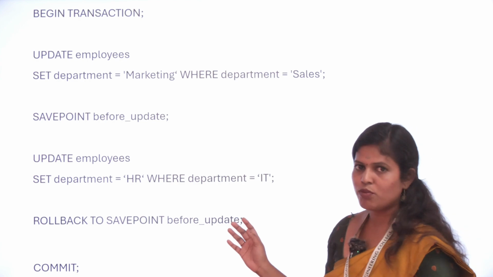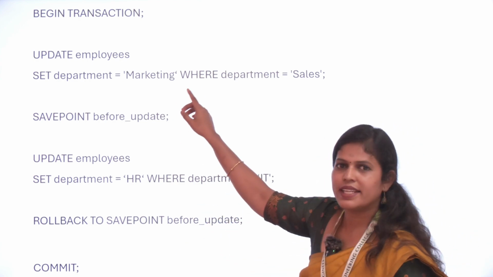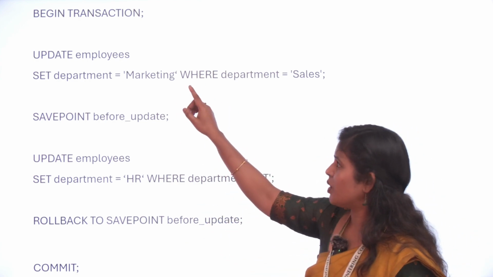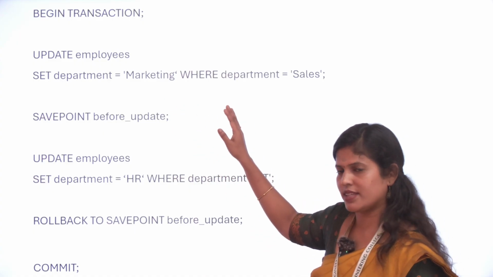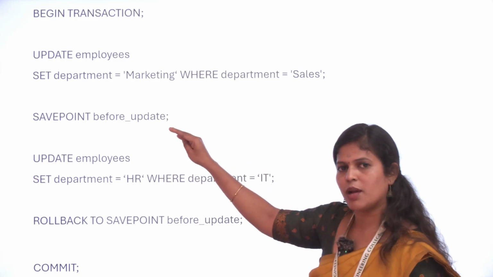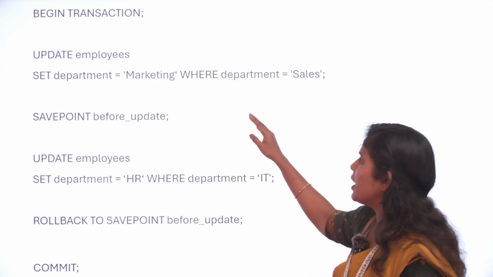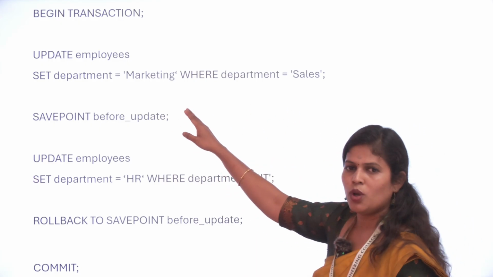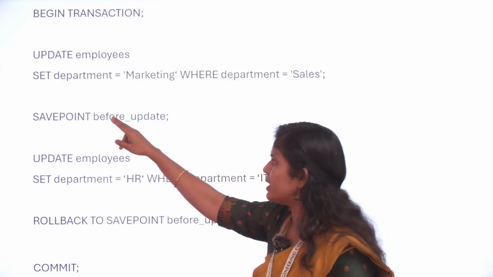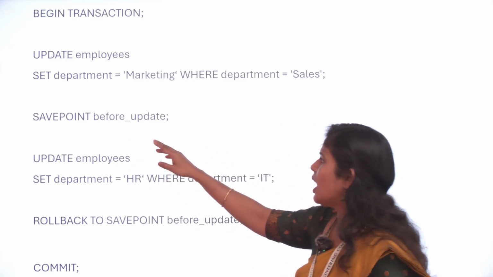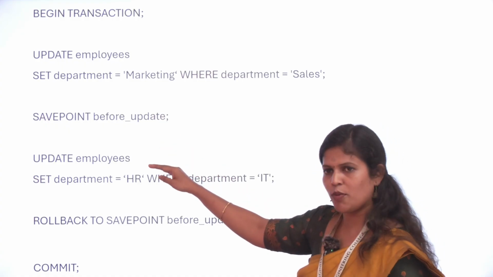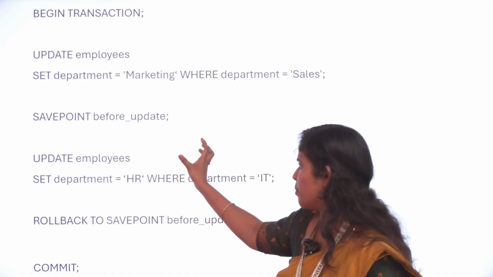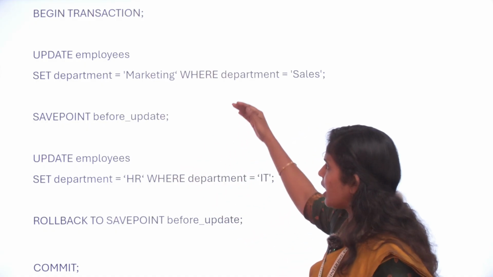So this is an example for the TCL. We'll begin the transaction here. By using BEGIN TRANSACTION, you start the transaction, and then the UPDATE command will help you change the department from sales to marketing with the UPDATE command and SET keyword. After that, we have set a SAVEPOINT, which is named before_update.